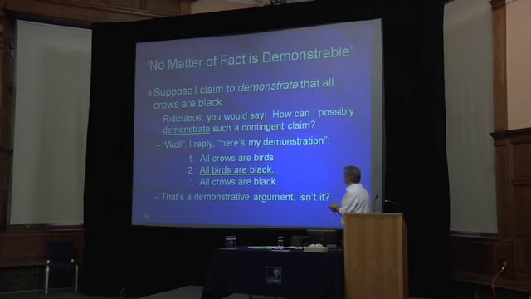Okay, so I'm going to demonstrate that all crows are black. Right? Ridiculous, you say. It might be that all crows are black. It might be, but it's not the sort of thing that you could possibly demonstrate. Besides which, there might be albino crows. Nevertheless, I'm going to demonstrate it. Here's my demonstration. All crows are birds. True. All birds are black. Therefore, all crows are black. I have hereby demonstrated that all crows are black. Have I?